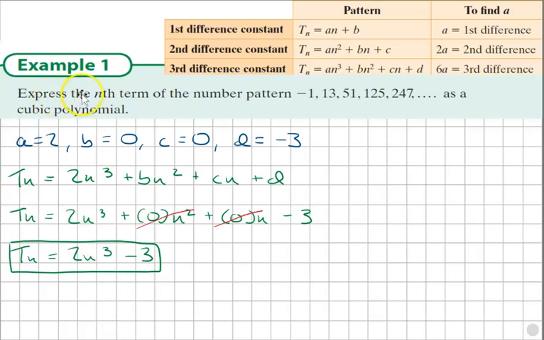So I was asked to express the nth term of the number pattern as a cubic polynomial. And it is indeed cubic because the highest power of n is 3. So this is my answer, but I'm just going to show you another way that I could have done it.